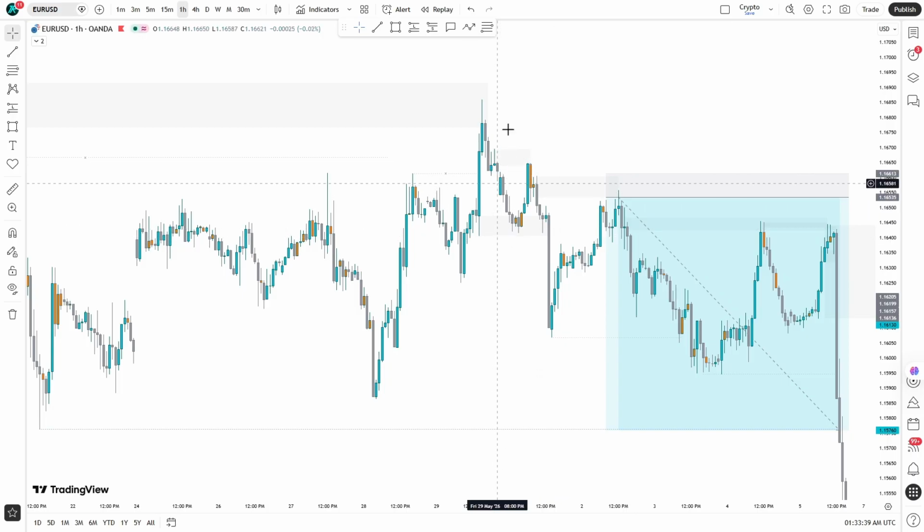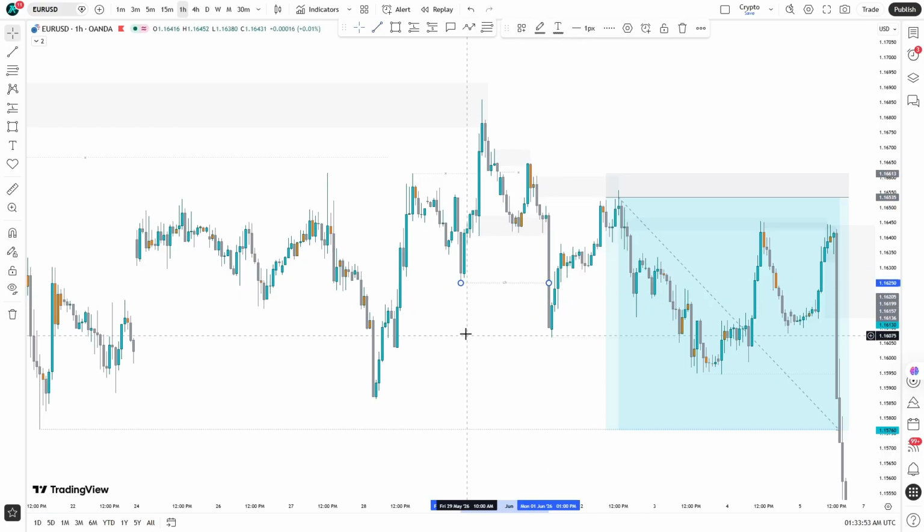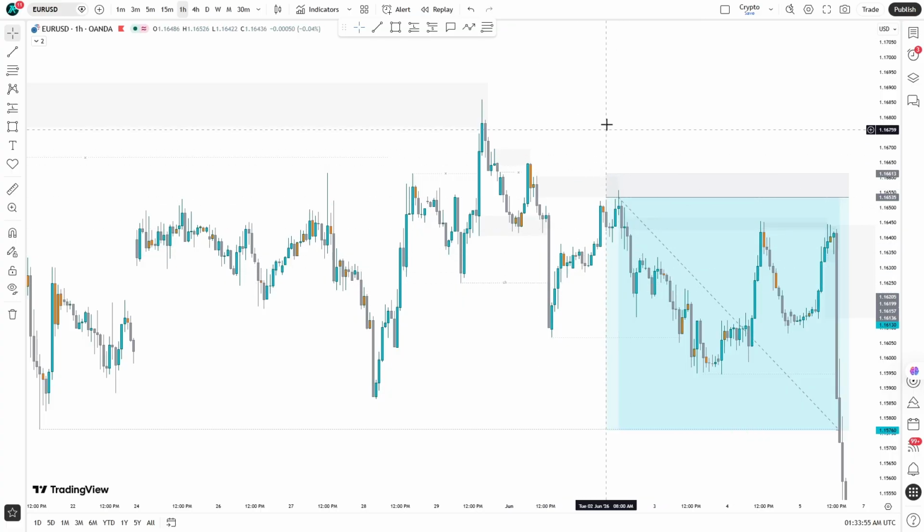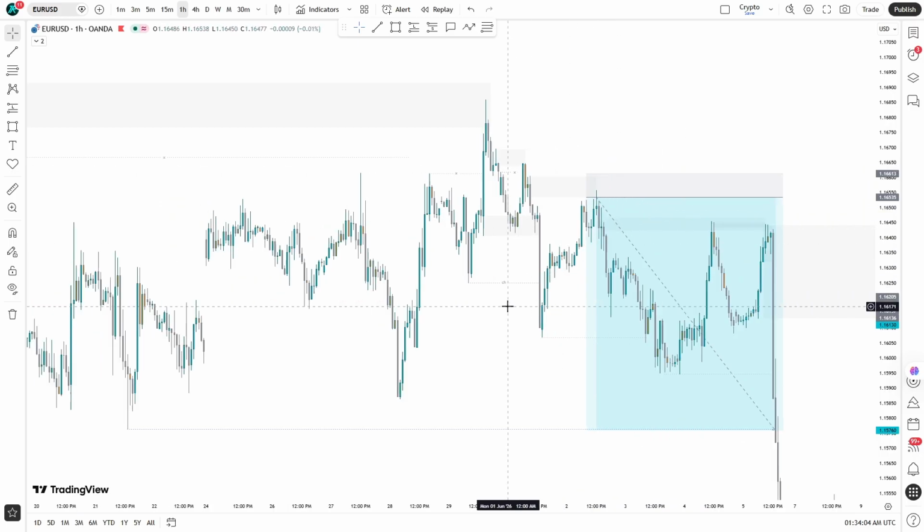Now after that, the market mitigated this supply here, using this as liquidity. Then after that, market came down and broke this low. All this is in the internal structure. All these things are in this internal structure. So after it broke this low, it came up and mitigated this inside bar point of interest. That's this inside bar supply. That was what it mitigated.